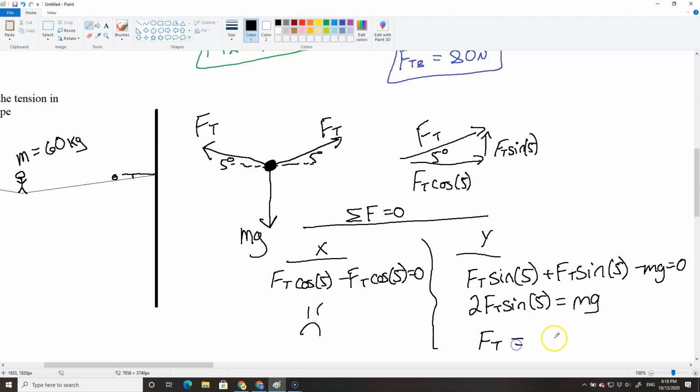Or the force of tension will be mg over 2 times the sine of 5. We said it was a 60 kilogram human. I'll still continue to be lazy, calling g 10, 2 times sine of 5. I will need a calculator for this. That'll be 300 divided by the sine of 5 degrees, and that will give me 3,442 newtons.